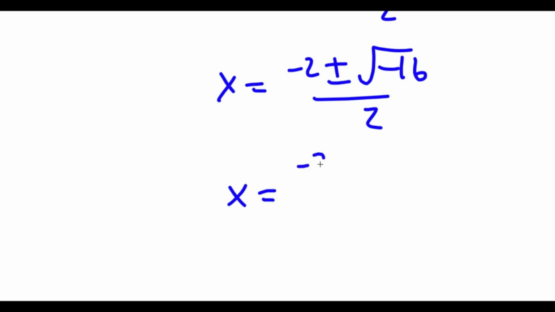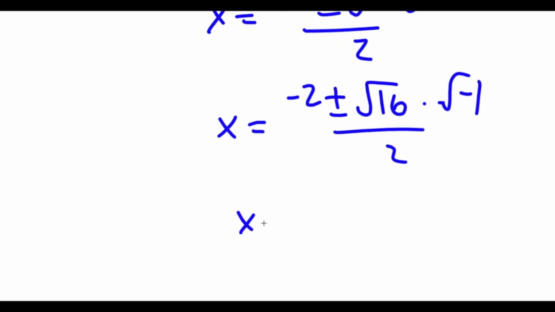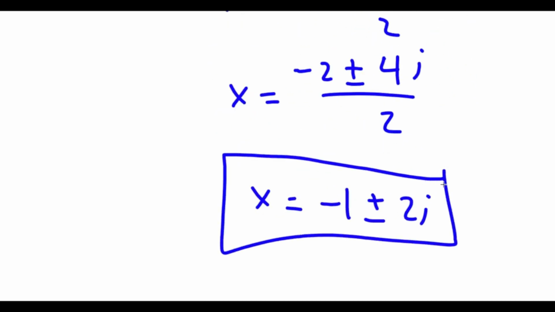Now the square root of negative 16 is the same thing as the square root of 16 times the square root of negative 1, and the square root of negative 1 is equal to the imaginary number i. So negative 2 plus or minus the square root of 16, which is 4, times i, the square root of negative 1, over 2, which is equal to negative 1 plus or minus 2i. So two more solutions.